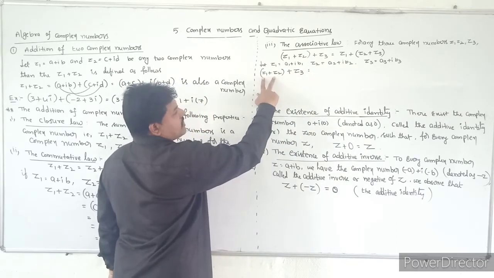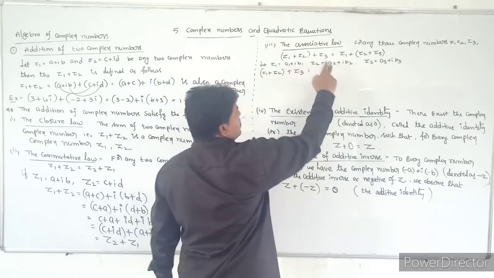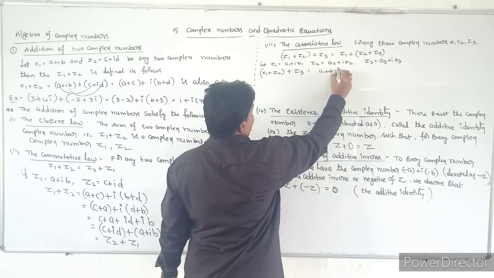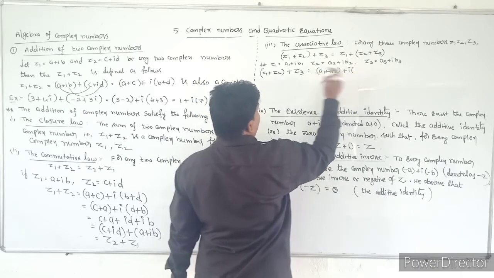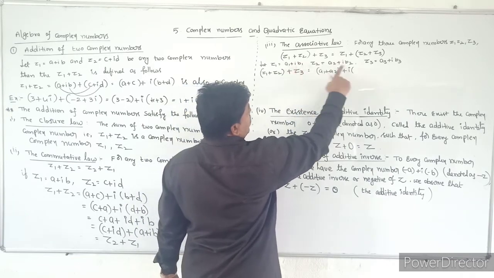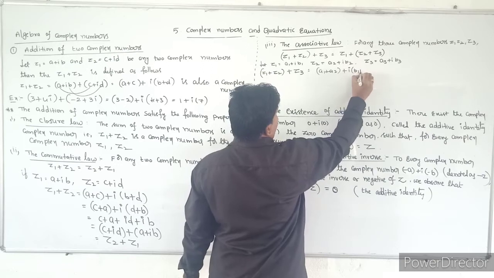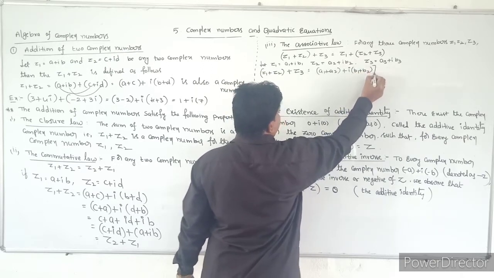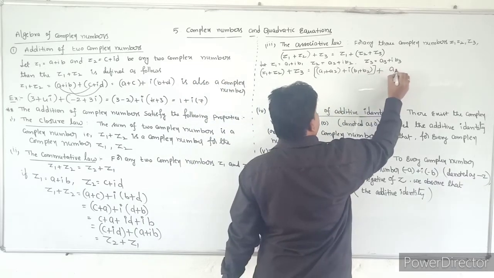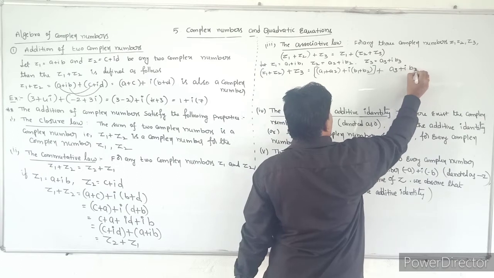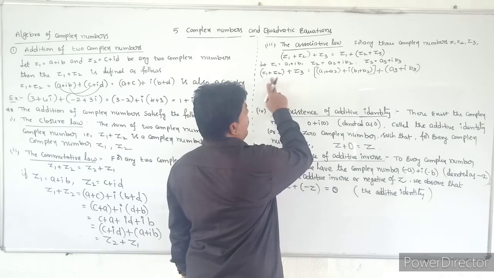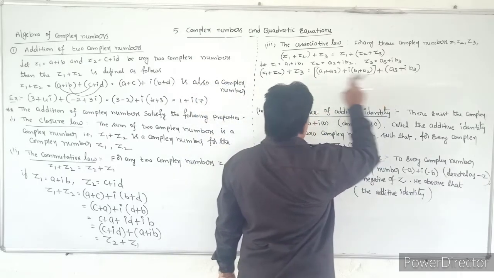First you have to add Z1 plus Z2. Add these two complex numbers. What happens? First add the real parts: A1 plus A2, plus i into the imaginary parts, iB1 plus iB2, that is i into (B1 plus B2), plus Z3. What is Z3? It is A3 plus i into B3. So first I am adding Z1 plus Z2, and you are getting this number plus Z3.